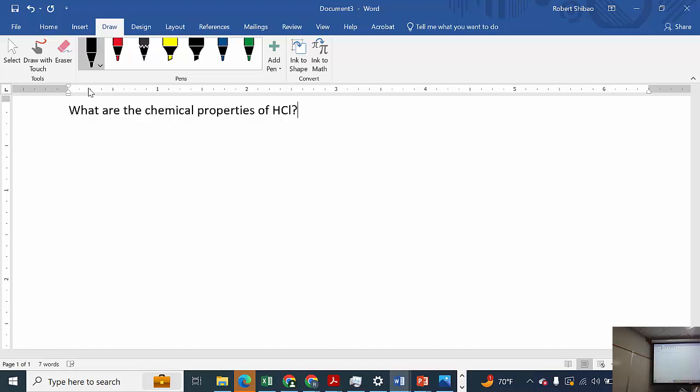And so what we're going to do is divide it into types of reactions. So looking at HCl, what are the types of reactions HCl undergoes? And it depends on how you want to classify the types of reactions. You may have learned about combination. Does HCl undergo combination reactions, decomposition reactions, precipitation, acid base neutralization, double replacement, single replacement? Those, combustion.